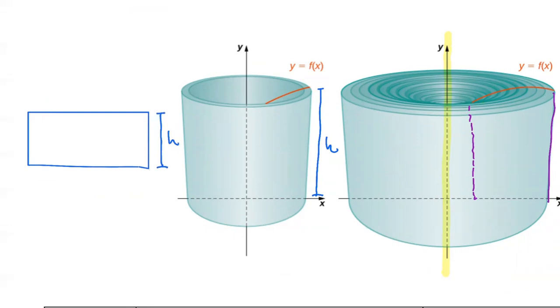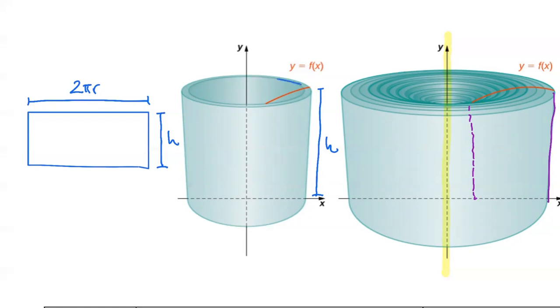And then if I have a shell that is so, so thin, this top part essentially is like the circumference of the circle. And the formula for circumference is 2 pi r. Right? So when I unravel it, the circumference of my shell becomes the base, if you will, of my rectangle.